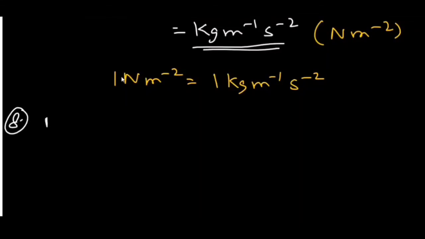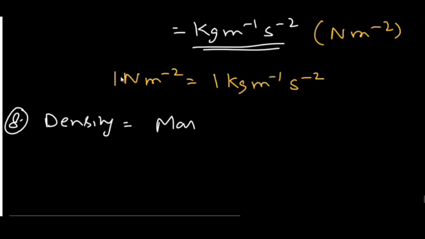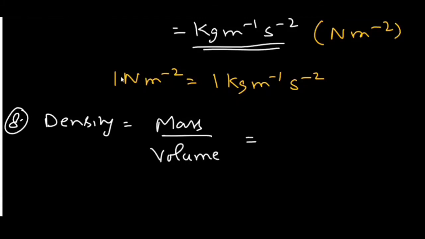Next is density. We know density of any substance is mass per unit volume. The unit of mass is kilogram and unit of volume is meter cube. So this is kilogram per meter cube.